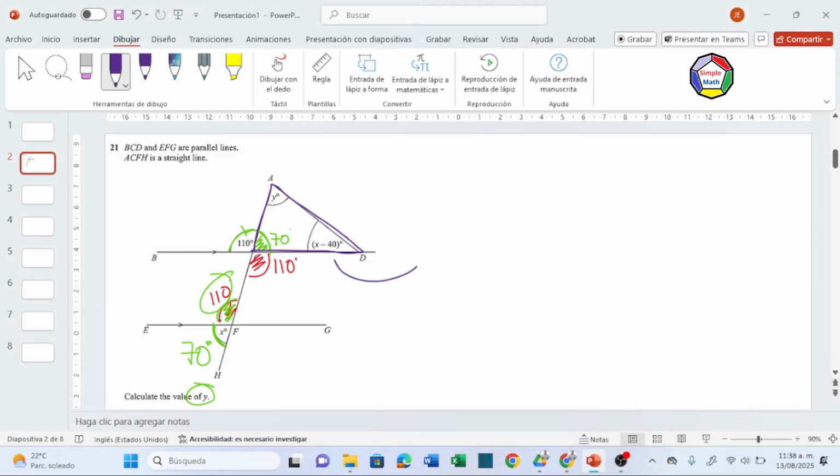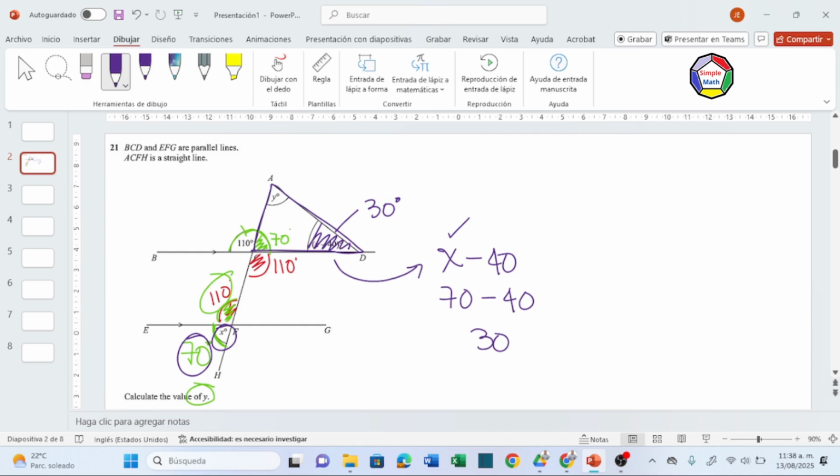Let's substitute the value of X in this expression. Well, it's not an equation, it's a math expression, okay? So we have x minus 40, but we have already discovered the measurement of x. X is 70 degrees, as you see. So we have 70 minus 40, and 70 minus 40 is 30. It means this angle is 30 degrees.